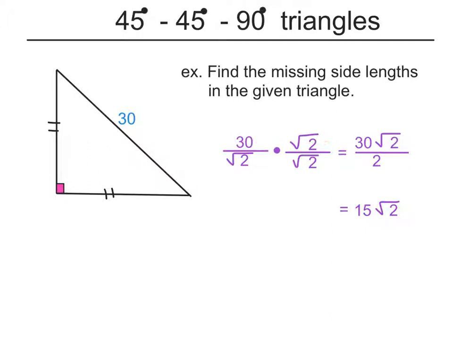So multiplying across, on top I get 30 root 2, and the square root of 2 times the square root of 2 is 2. And then last but not least, we can go ahead and reduce the 30 and the 2, which is how I'm getting a final answer of 15 root 2. So that means that this side is 15 root 2, and this side is also 15 root 2.